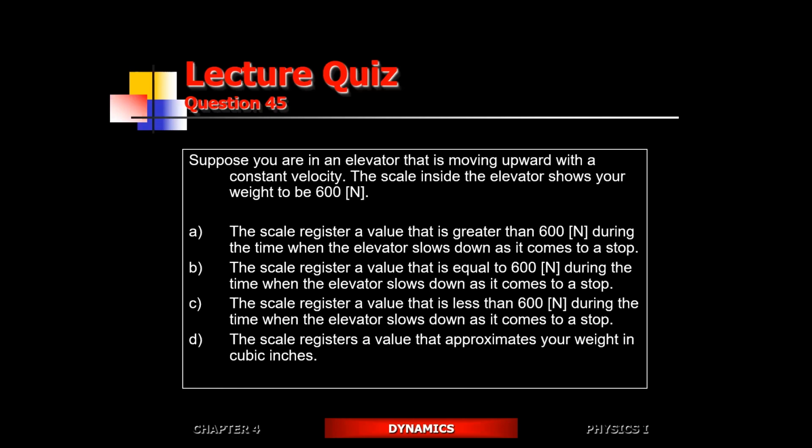Okay, I see a lot of B's here, so let's analyze. So suppose you're in an elevator that's moving upward. It's moving upward at constant speed, right? The velocity is constant. All right, so according to the scale, you weigh 600 newtons, so that's your actual weight. So you guys like B, so let's check to see if that's correct. According to B, the scale registers a value that's going to be equal to 600 newtons during the time when the elevator slows down to a stop.